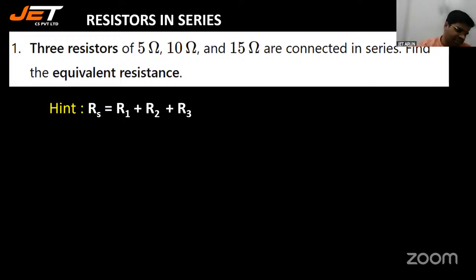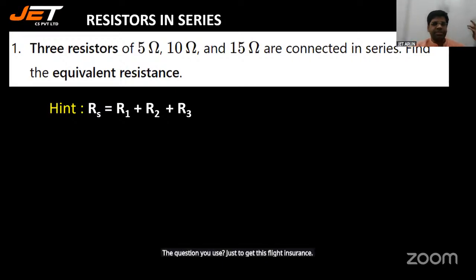Let's look at this one, students. We'll try chaining students. Three resistors of 5, 10, and 15 ohms are connected in series. Find the equivalent resistance.